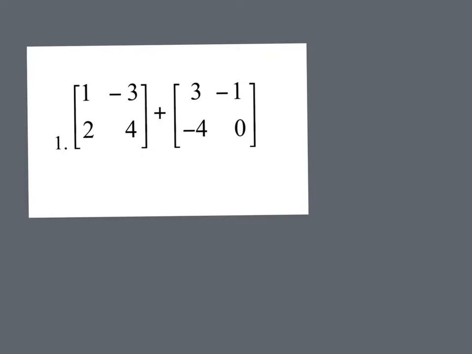Here we are going to add two matrices. The key here is with adding, they have to have the same size, okay? Let's take note of that. Must be same size. And once again, this is just for adding.